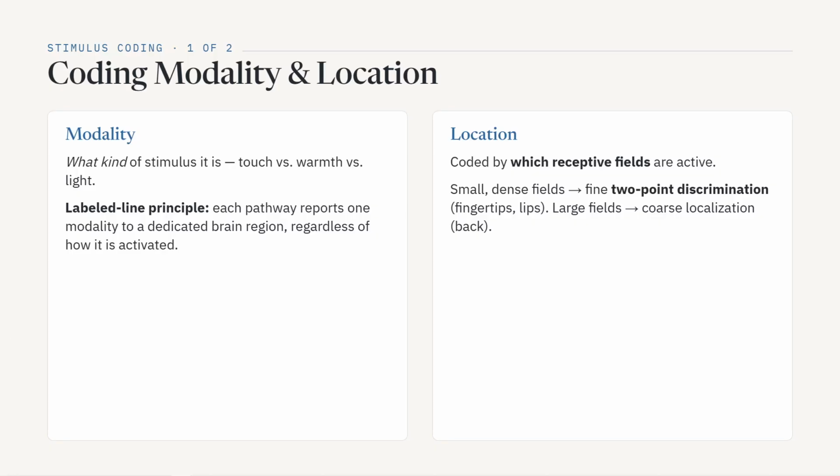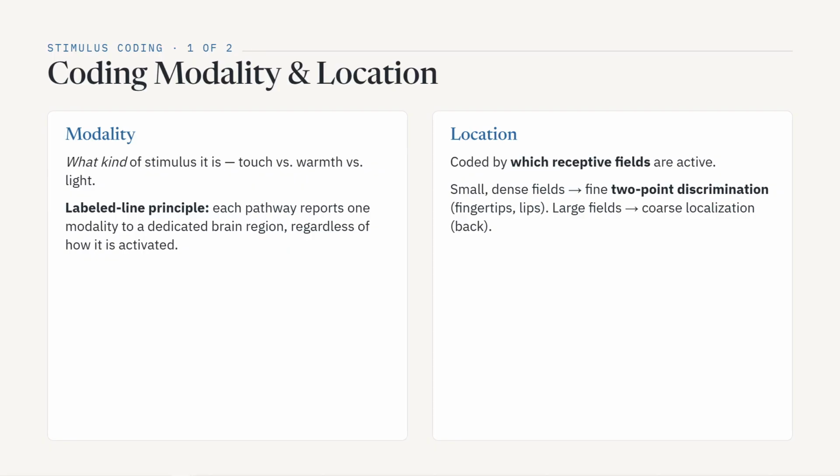Now, a train of identical action potentials. How does the brain know what they mean? Consider 2 features first: modality and location. Modality is what kind of stimulus it is. Touch versus warmth versus light. It's coded by the labeled line principle. Each pathway is hardwired into one modality and reports to a dedicated region of the brain, no matter how it's activated. That's why pressing on your closed eye produces a flash of light. You've mechanically activated the visual line, and the brain can only read it as light.